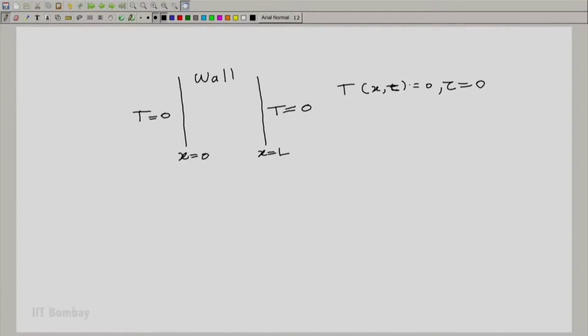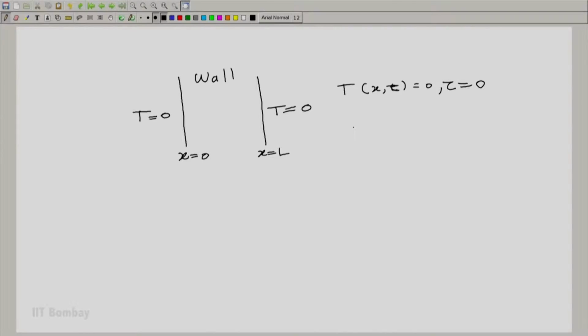Fourier empirically formulated the equation governing this by using heat balance. Basically it is balancing the heat going out plus the change in heat content of the wall. So he got the equation given by: dou T of x comma tau with respect to dou tau is equal to dou 2 T of x comma tau with respect to dou x square.